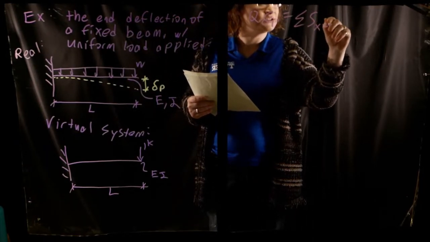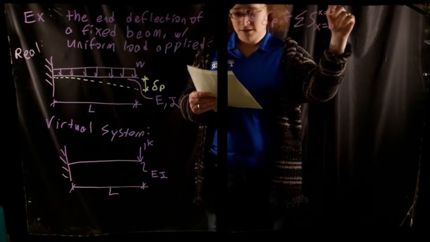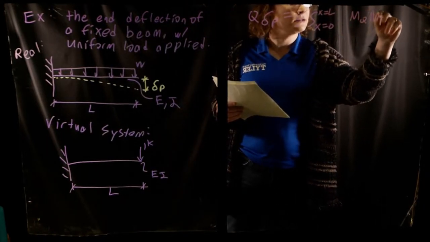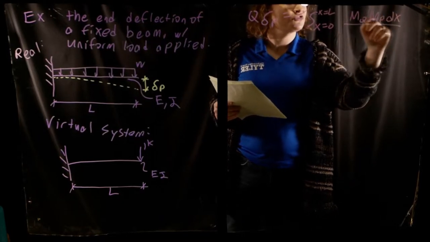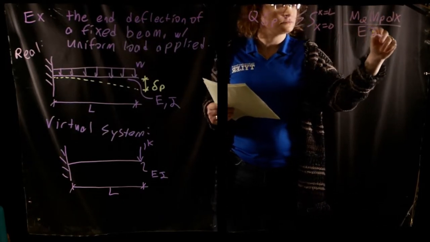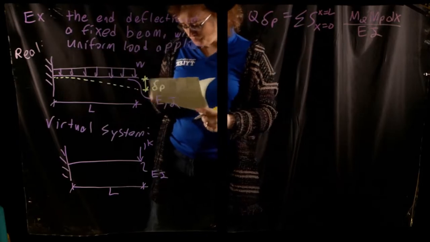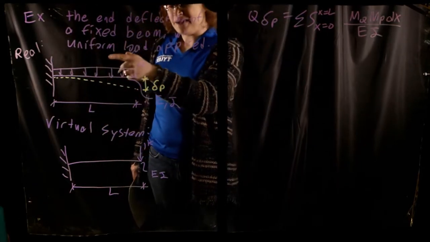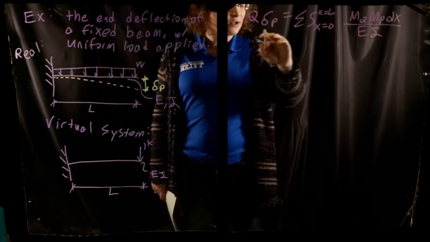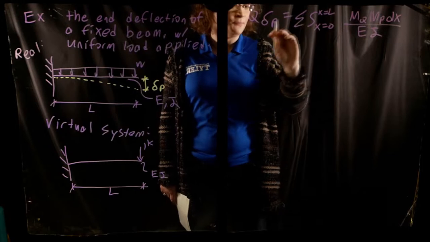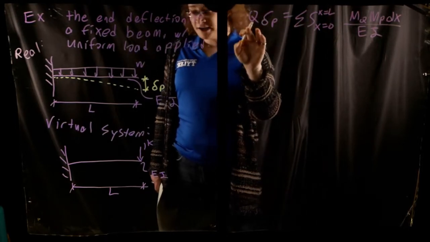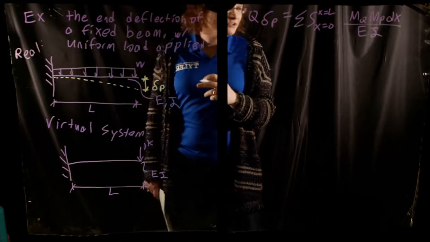Summation, the integral from x equals 0 to x equals L of mq mp dx over EI. Okay, so we have our real system and our virtual system defined. So now let's look at this equation. Our delta P, that's what we're looking for, that's our final value. Our Q is just a one kip virtual load.